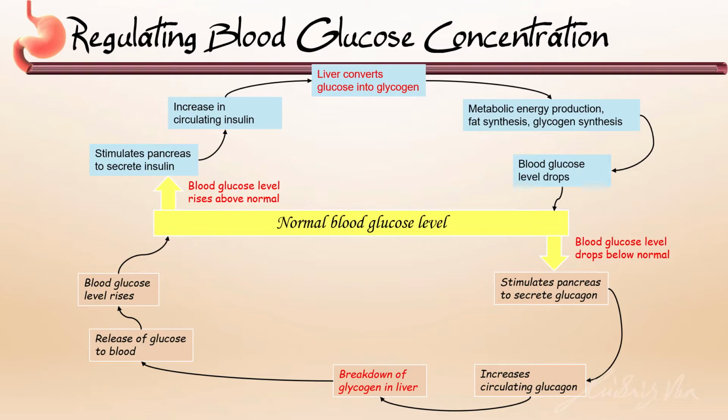So copy this down. The important thing to take note is liver converts glycogen into glucose when there is a shortage of glucose, and the opposite, which is liver converts glucose into glycogen when we have too much glucose floating around in our blood.